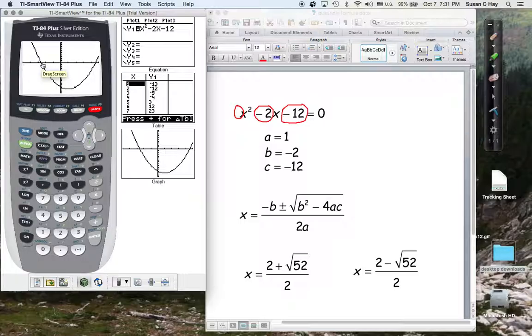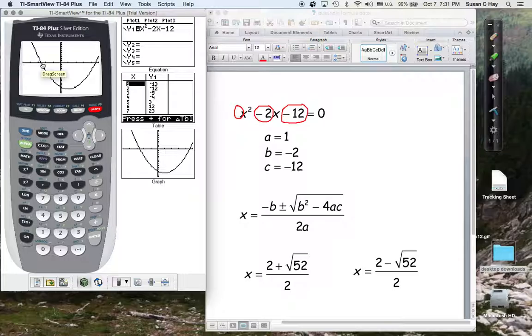And it looks like our answers were correct. So remember, when we evaluated this on the calculator, one of our answers was about negative 2.6. Yes, that looks right. And our other answer was about 4.6. Yes, that looks good on there. And you can zoom in even closer if you want to. You can use your table too. There are other ways to approximate these solutions.